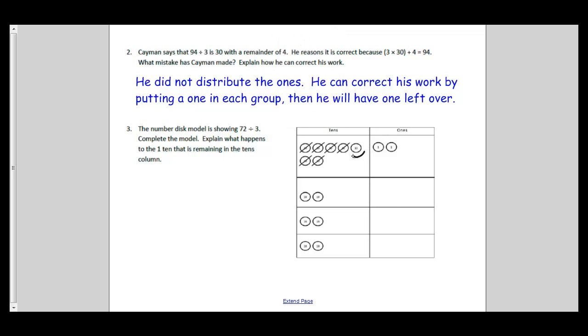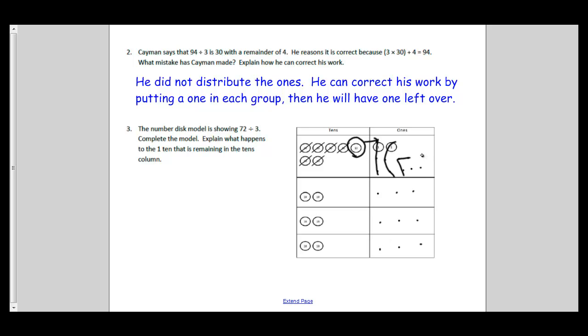All right, so I'm going to take this 1 remainder, and I'm going to distribute it to the ones. So I'm going to add 10 ones. 1, 2, 3, 4, 5, 6, 7, 8, 9, 10. So now instead of 2 ones, I have 12. So I'm going to go ahead and take groups of 3. 1, 2, 3. 1, 2, 3.